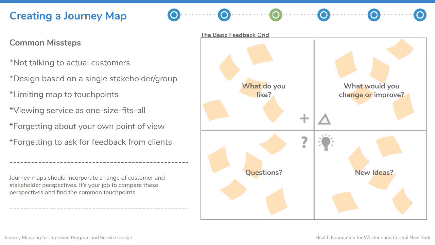Another common misstep is to design the journey map based on a single stakeholder or group. Often we can have very vocal individuals or very vocal stakeholder groups, but it's important to really think holistically about who is involved in the process, who is involved in the service, and how you can bring them in or engage with them at a specific touch point to learn more about their experience and their perspective.